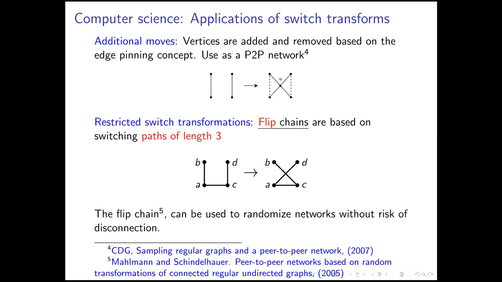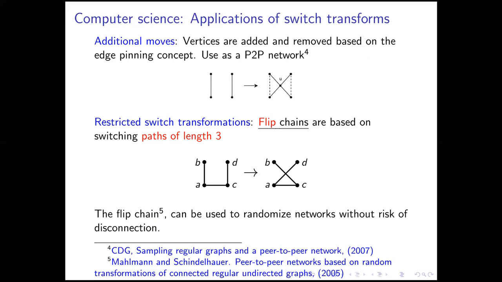Two examples of the other types of switch modifications from computer science. Additional moves. As well as actually switching, we can introduce and delete vertices. If you have, for example, a 4 regular graph, and I take two edges and pinch the center of those edges together as shown to make that new vertex U, then I've introduced a vertex. And similarly, if I delete that vertex, I can move back to the pair of edges on the left as shown. So that's an additional move.